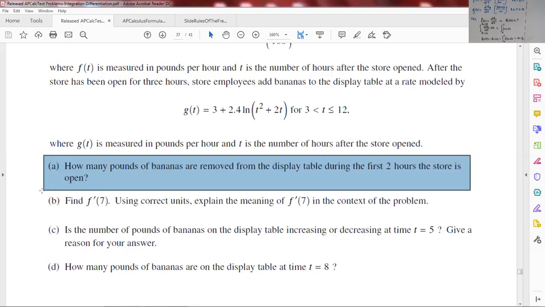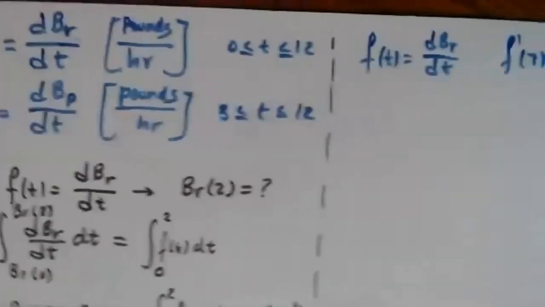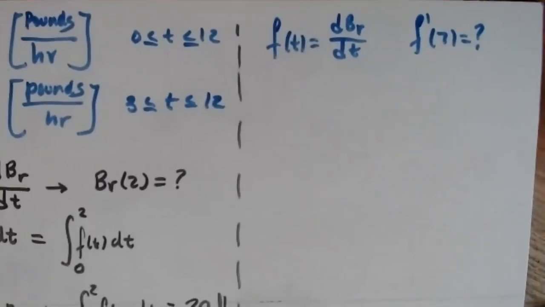So find f prime of 7. Using correct units, explain the meaning of f prime of 7 in the context of the problem. Let me just write this one on my paper. f prime of 7. This is the next thing we have to answer.